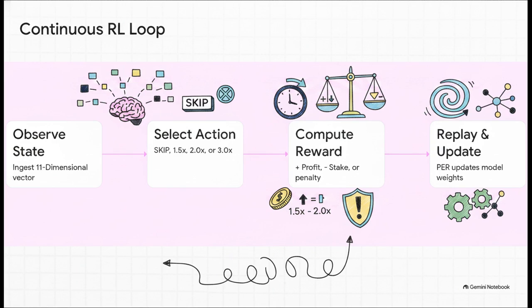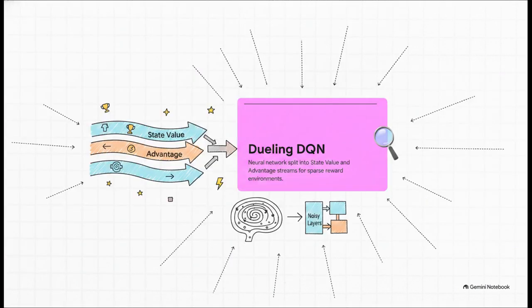It gets a positive bump for profit, a negative hit for losing a stake, and a massive penalty if it ignores any safety rules. Finally, Step 4. Replay and update. It uses prioritized experience replay to update its PyTorch model weights. This means it specifically hunts down its biggest mistakes to learn from them faster, and then it just repeats this loop relentlessly.